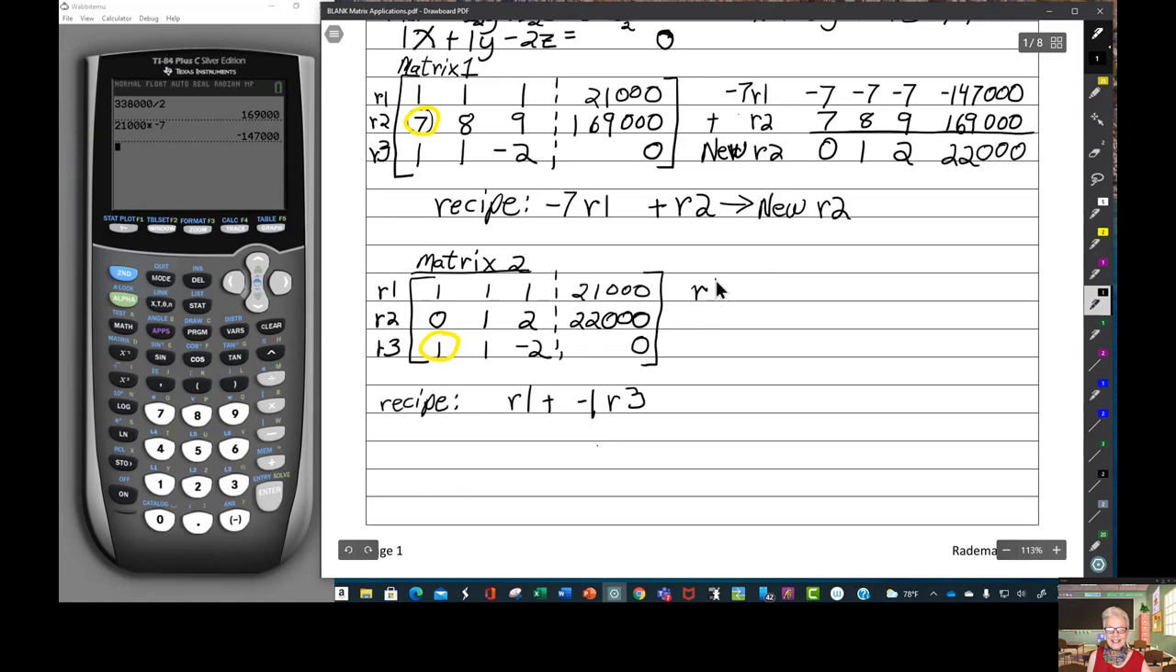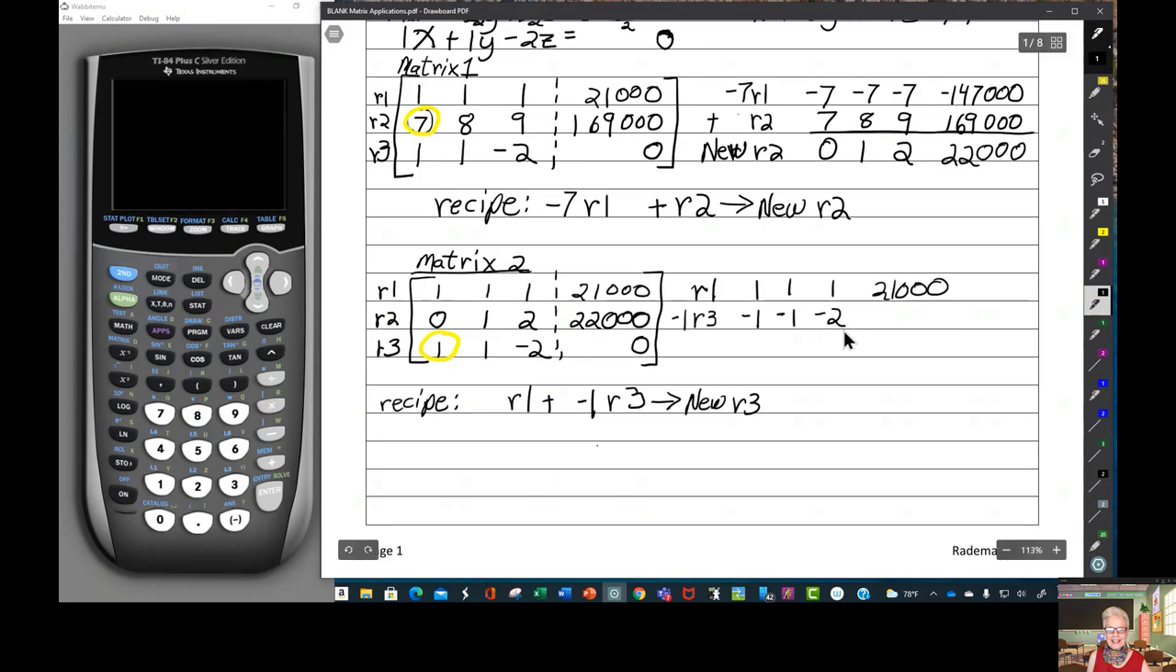Okay, so this is going to give me the new row three. Row one is 1, 1, 1, 21,000. -1 times row three is -1, -1, +2, because -1 times 1 is -1, -1 times 1 is -1, -1 times -2 is +2, and of course, -1 times 0 is 0.